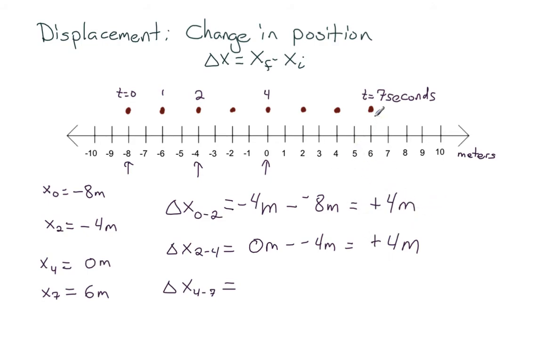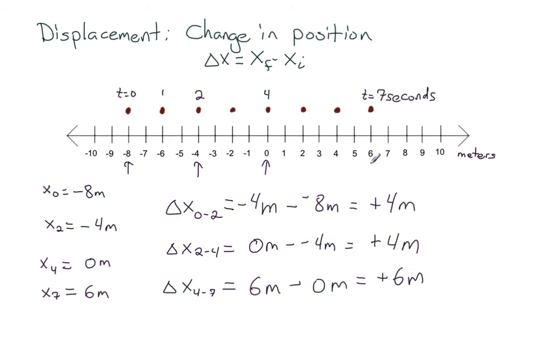And we should see that if we go to the position at 7 seconds, we have 6 meters. 6 meters minus the initial position, and here initial means at 4 seconds. Initial doesn't necessarily mean the very beginning. It doesn't necessarily mean time 0. It means the first time that you've decided to study. And for this particular problem, I'm studying 4 seconds as my initial case. So at 4 seconds, the position is 0 meters. 6 minus 0 is a positive 6 meters.